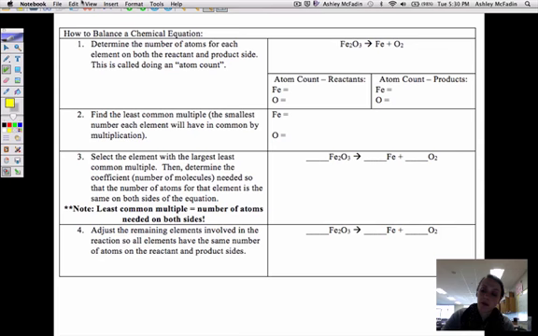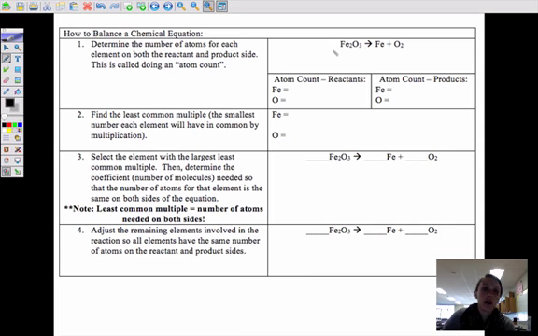So let's balance a chemical equation together. We're going to balance this one first. This is iron oxide creates iron plus oxygen. Now this is very obviously unbalanced. Let's do an atom count to prove that. On the left, or the reactant side, I have 2 atoms of iron and 3 atoms of oxygen. On the right, or the product side, I have 1 atom of iron and 2 atoms of oxygen. So I have 2 elements I have to balance because neither of them are equal.